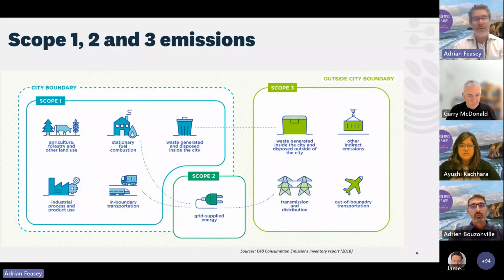So we'll be talking about Scope 3 emissions, and Adrian B will be talking about this further later on in the presentation. But essentially, Scope 3 emissions include other indirect emissions, out-of-region freight, waste disposed of outside of the region, and transmission and distribution.